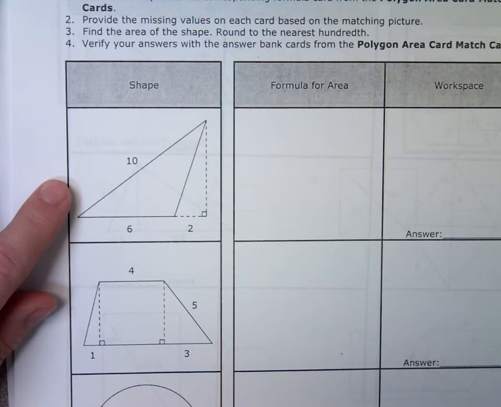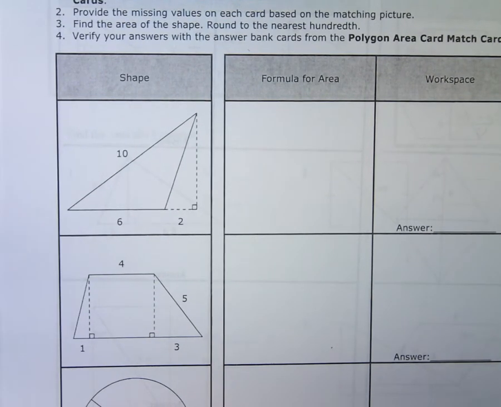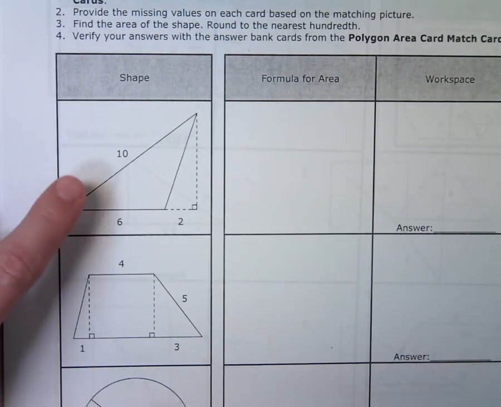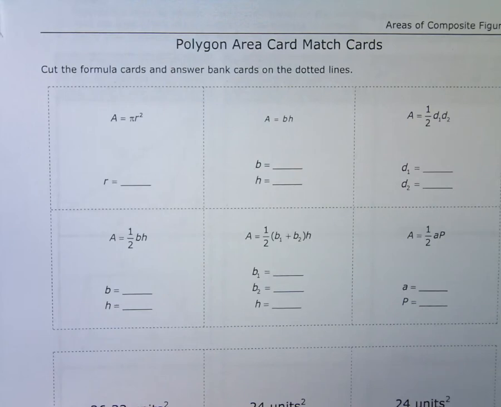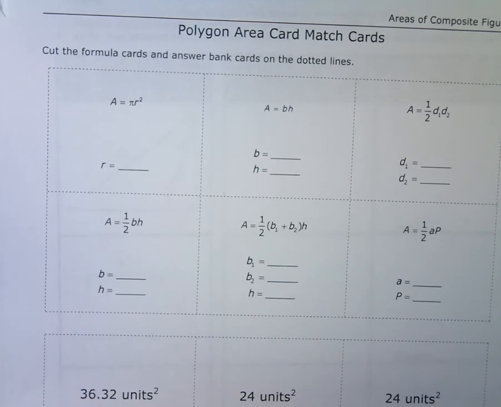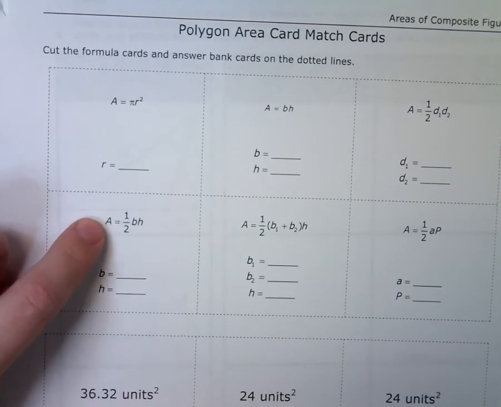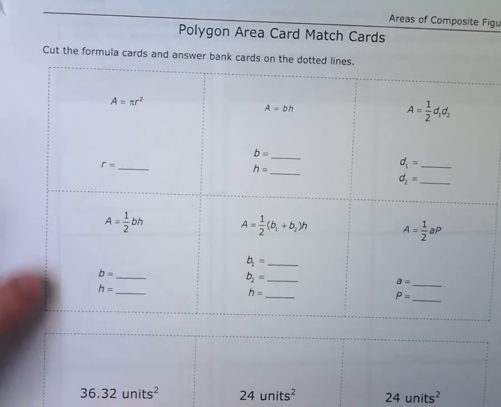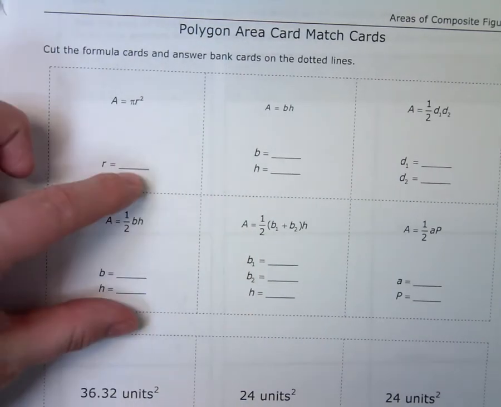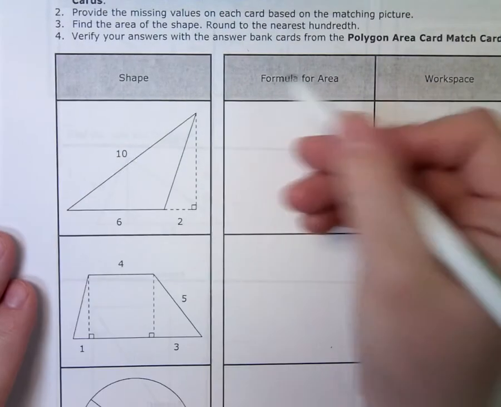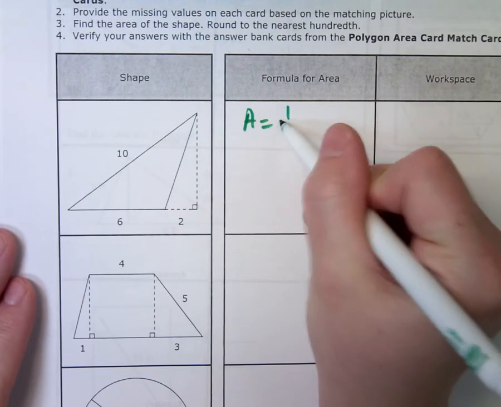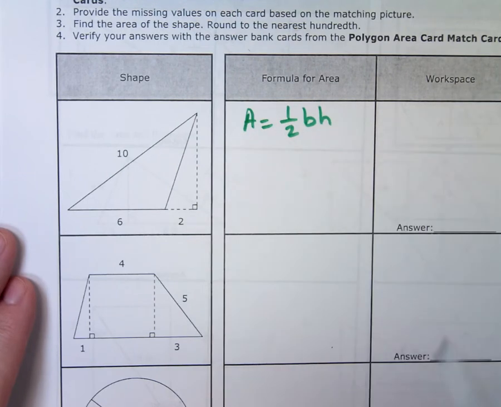So let's look at this first problem on page 7. I'm just going to do the first one with you, and then I'll leave the rest for you to do. So this first problem that you see, what shape is it? A triangle. So which of these formulas are we going to use? Yeah, the 1/2 base times height. But instead of cutting it out and gluing it on, I'm just going to write exactly what I see here onto my empty space. So I'm going to write down what the card said, which was A equals 1/2 BH.